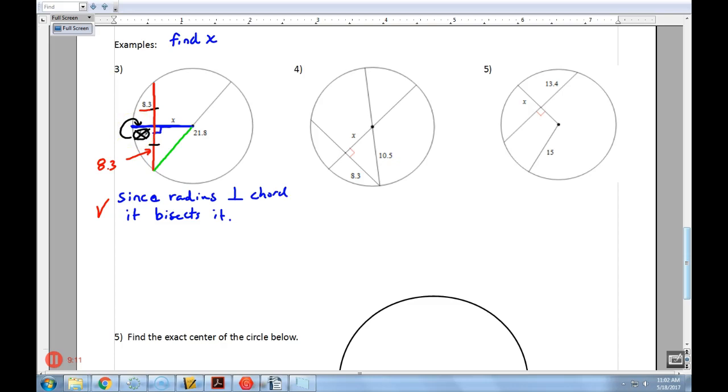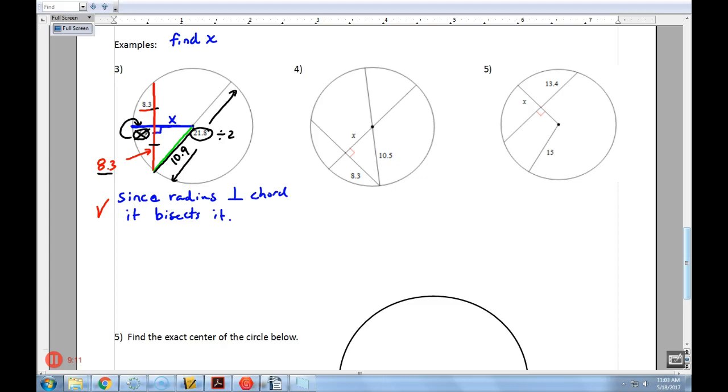Now, in order to do Pythagorean theorem, I need 2 out of 3 sides. I have one side here. I'm missing this side. That's what I'm after. But I think I can get the green side here. I think that we can find this length because the diameter is 21.8. So if I divide that by 2, that'll give me, what's that, 10.5, 10.9? So I believe this piece over here is actually 10.9 because it's a radius. It's half of that.